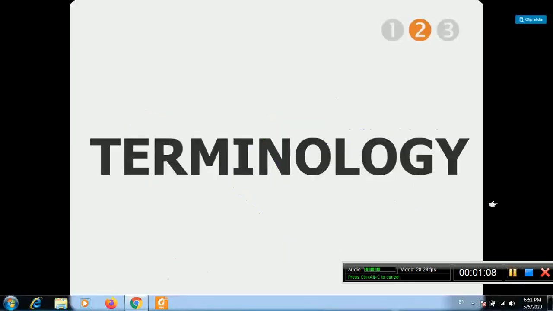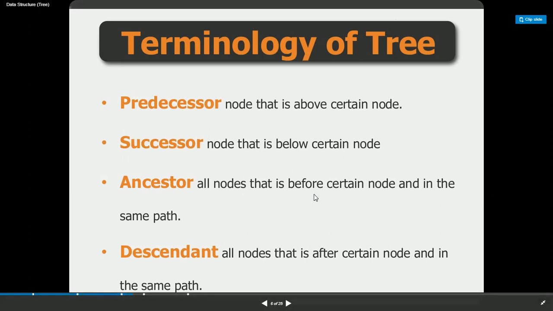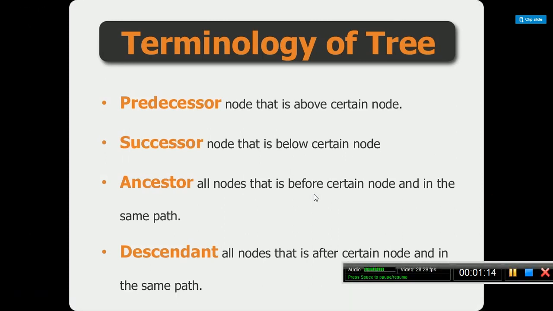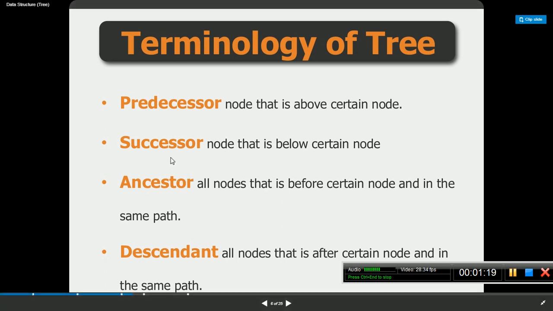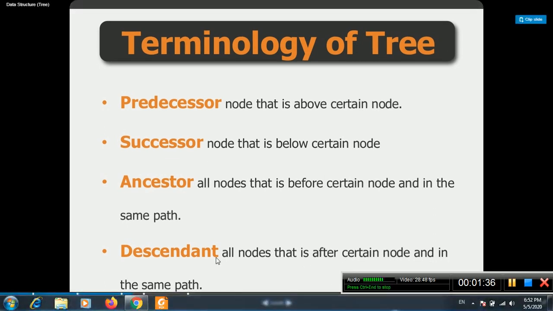Some terminologies. First one is predecessor node, that is above a certain node. Successor node, that is below a certain node. Ancestor nodes are all nodes that are before a certain node in the same path. Descendant nodes are all nodes that are after a certain node in the same path.